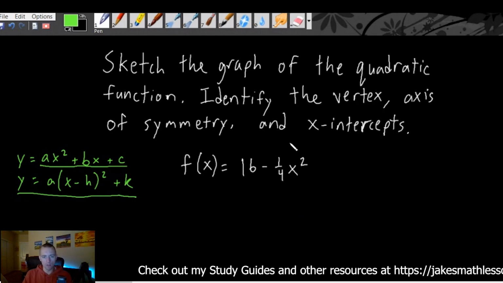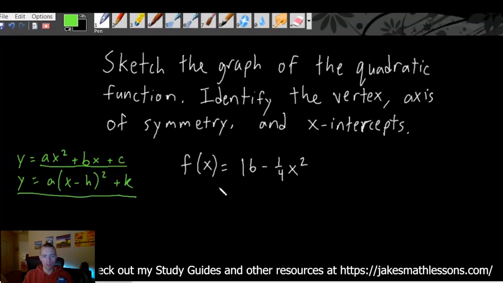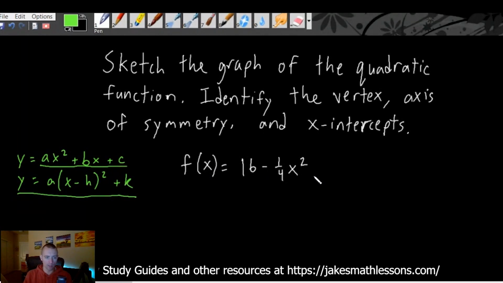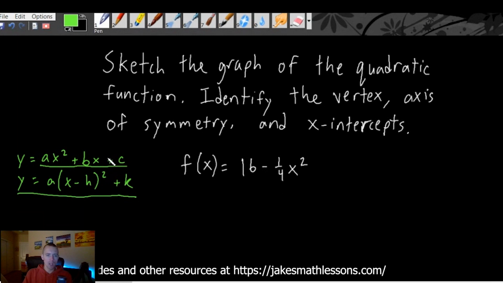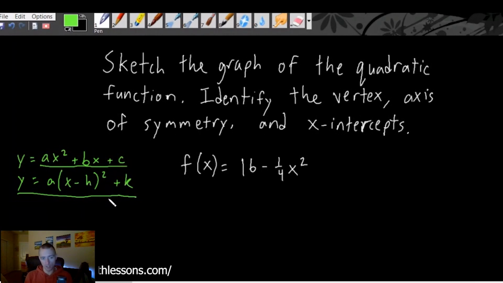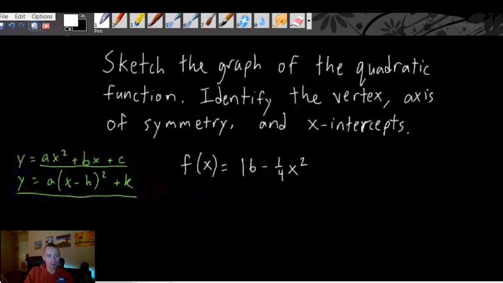In this example we have f of x equals 16 minus 1/4 x squared. This doesn't exactly look like either one of these options, but we can somewhat easily rearrange it to put it in a form that looks like either one of these two options. That's generally how I would recommend starting out these problems.